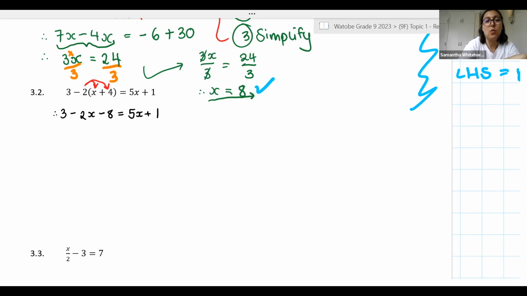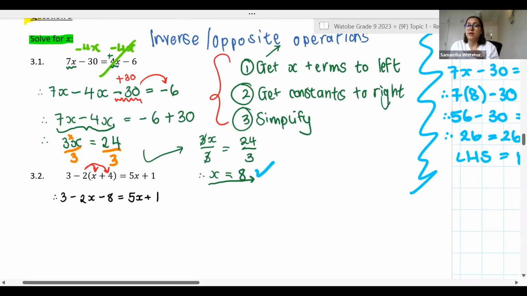is equal to 5x plus 1. So whenever you've got brackets, you want to multiply them out or distribute the bracket so that they disappear and so that you can now go and do these 3 things. Get all the x's to the left, get the constants to the right, and then go and solve your equation.